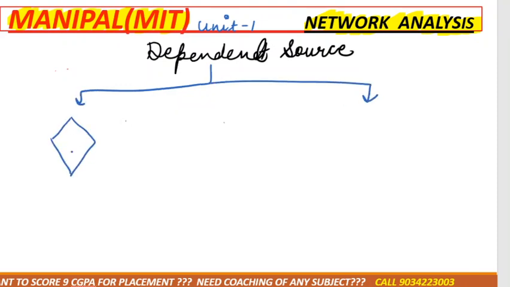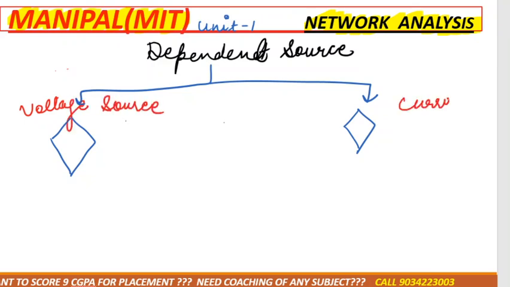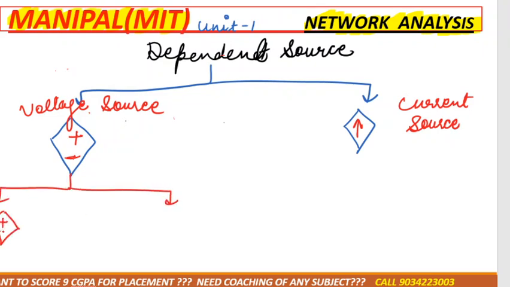Dependent source's symbol is like this. Okay, a diamond shape. Whenever you see this kind of symbol, that means it's not a normal source, it's a dependent source. Okay, so it can be a voltage source, right? And it can be a current source, right? And as you already know, current source is denoted by the arrow and voltage source is denoted by the positive and negative sign, right? So this is one of the dependent voltage source and this is one of the dependent current source. Clear?